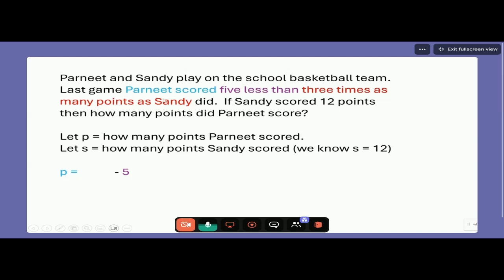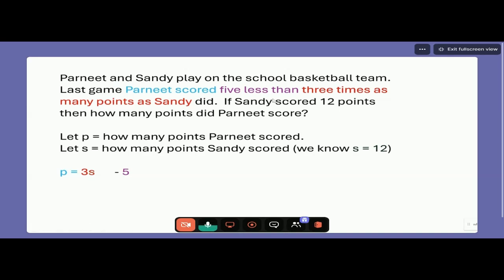3 times as many points as Sandy. Well, Sandy's points are S, and 3 times Sandy's points, therefore, are 3 times S, which in math we would just write as 3S. So there's our equation. P equals 3S minus 5.